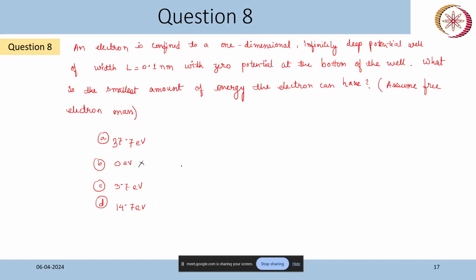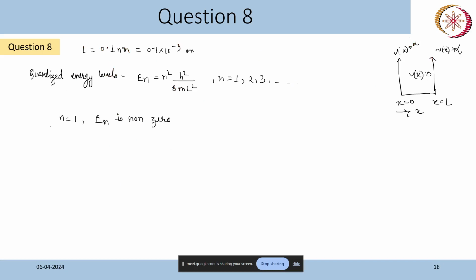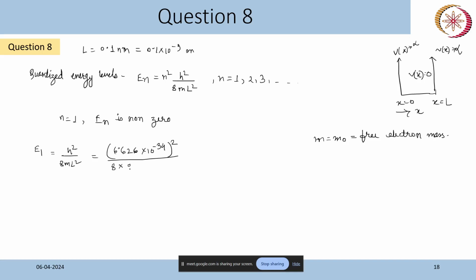So let's calculate what will be the correct answer, because we have to calculate the smallest amount of energy the electron can have, so that will be given by n equal to 1. Now E_1 will be equal to h squared, which is 6.626 times 10 to the power minus 34, squared. This is 8. m will be m naught, so this is 9.11 times 10 to the power minus 31. L squared: this is 10 to the power minus 10, right? So this is 10 to the power minus 20.